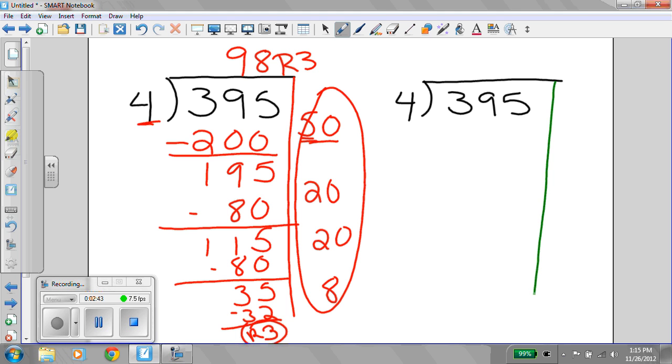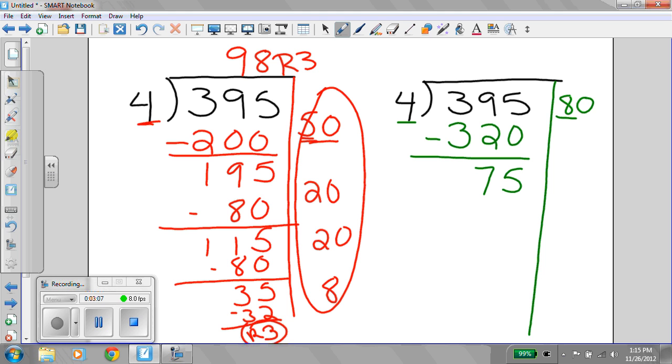So let's take a look over here. We'll have the same problem, 395 divided by 4. Somebody else might say, I know that there are going to be 80 4s in 395 because I know that 4 times 8 is 32, therefore 4 times 80 must be 320. So now I'm going to subtract. 5 take away 0 is 5, 9 take away 2 is 7. Now I have 75.